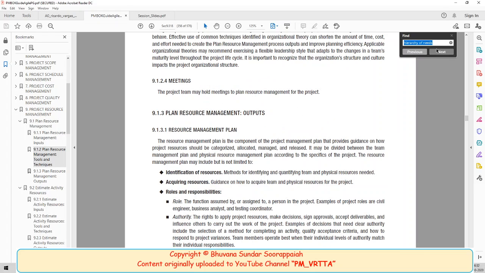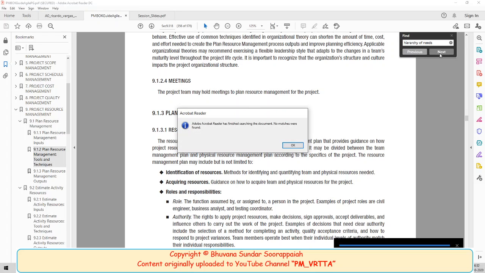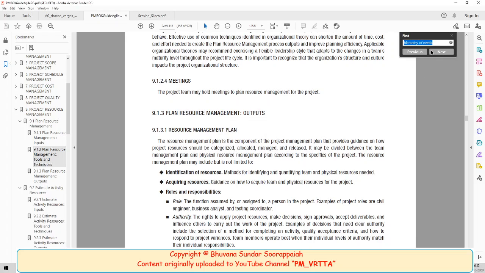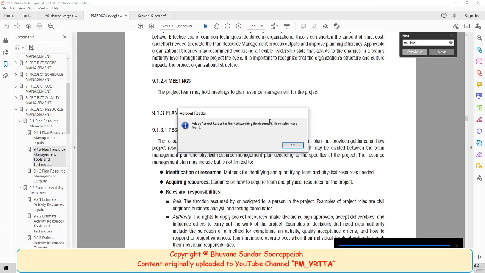The idea is, I'm searching hierarchy of needs. When I search hierarchy of needs, if you can see at the bottom, I know the watermark is hiding it, it's returning zero search results. Or when I type Maslow, either I search next or previous, it doesn't matter. It's searching the entire document. Can you see that it's returning zero search results?